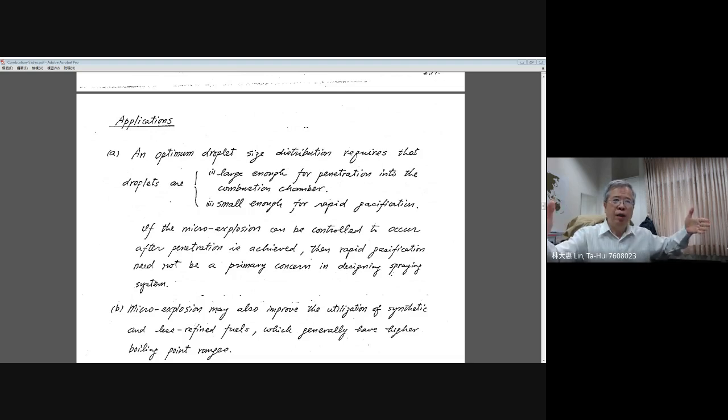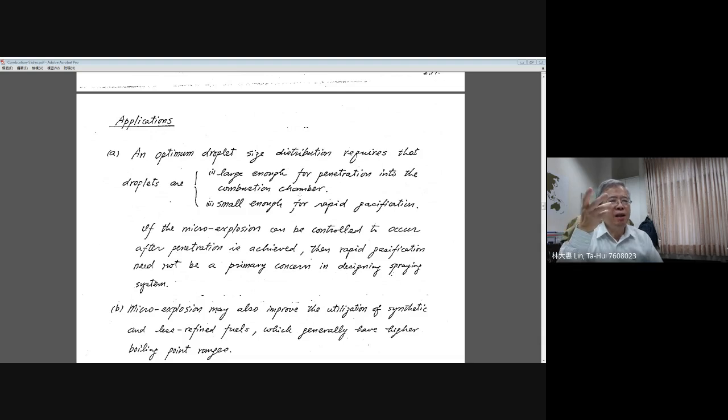Then you understand if you have a large droplet, that means this droplet has a large momentum to move from the injection point to the end of the combustion chamber. That means the droplets should be large enough. Okay, this is one of the criteria: large enough for penetration into the combustion chamber.